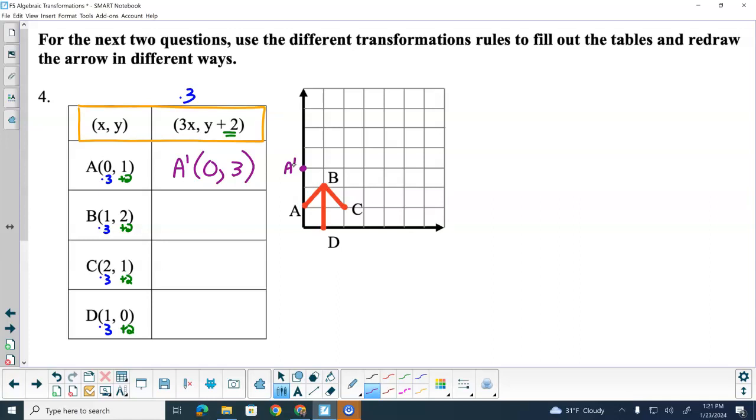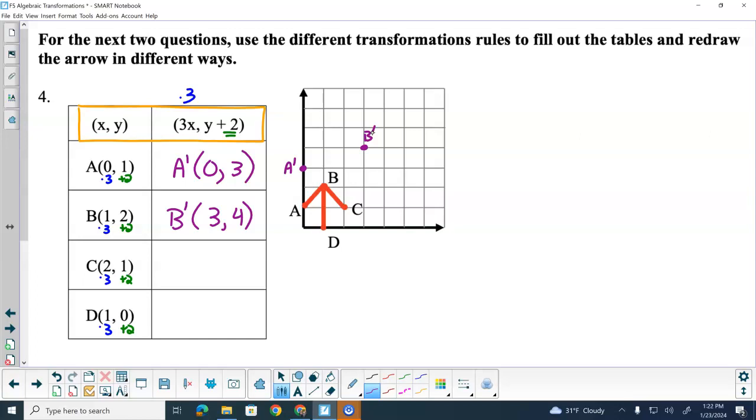Ready for it? What do we got for B prime? 3, comma 4? Don't forget that comma word, because that comma word is kind of important, because that tells me that it's a point. 3, comma 4. Well, if we're following Jake's lead, then that would be 3 to the right, 1, 2, 3, 4 up, 1, 2, 3, 4.